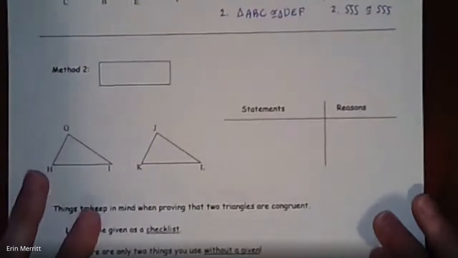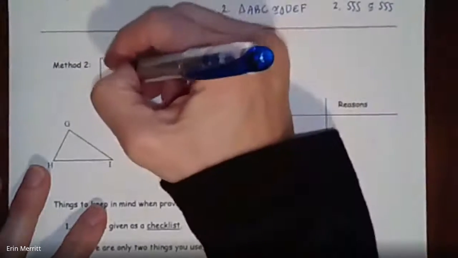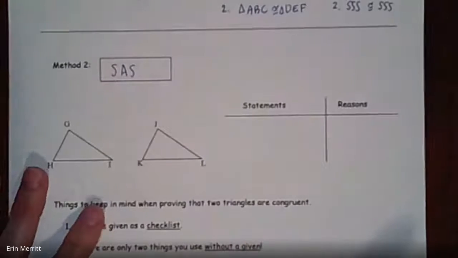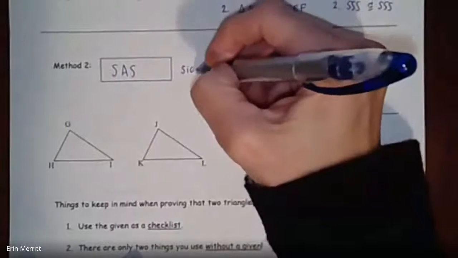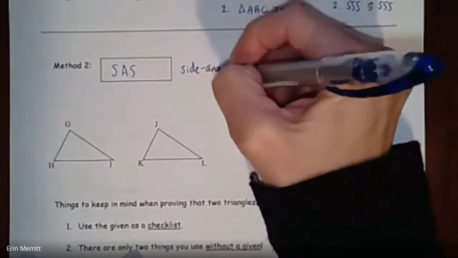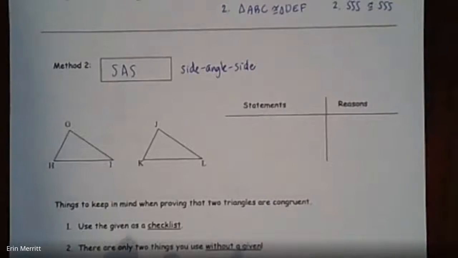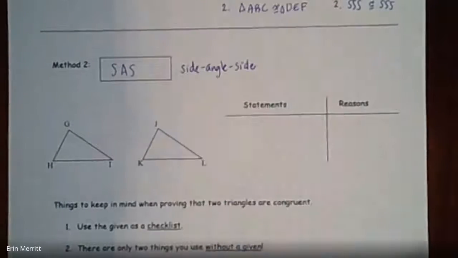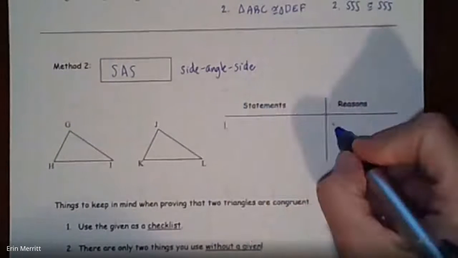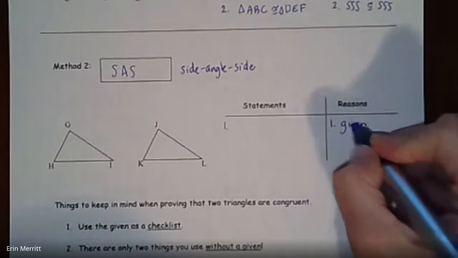There's also a second method that we're going to cover today, and that one is called side angle side. It looks like SAS, but it really reads as side angle side. It is exactly how it sounds. It's going to be two sides of one triangle congruent to two sides of the other, and then what we're going to call the included angle has to be congruent from the one triangle to the other.